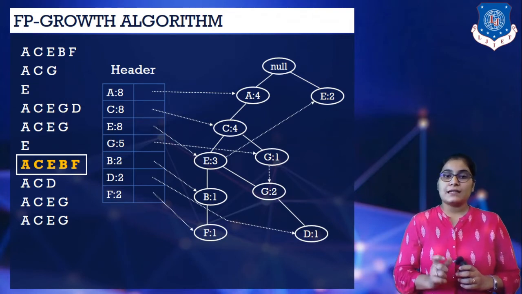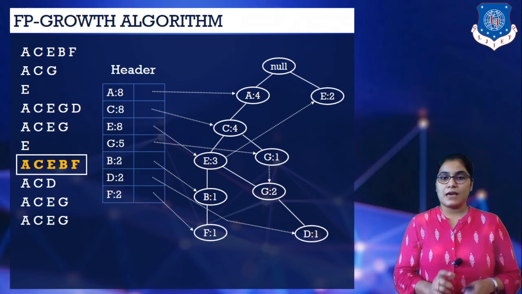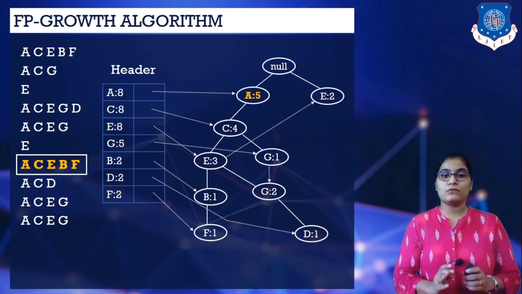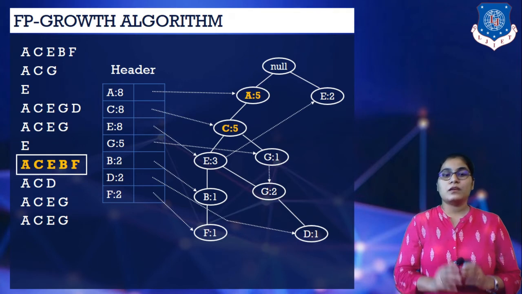Check for the directly connected node A. We have a link to node A, and that's why we just increment the count of node A. Now check for the directly connected node C. So we have a directly connected node C to node A, and that's why we just increment the count of node C. Now check for directly connected node E. We do have such node, so we just increment the count of directly connected node E.